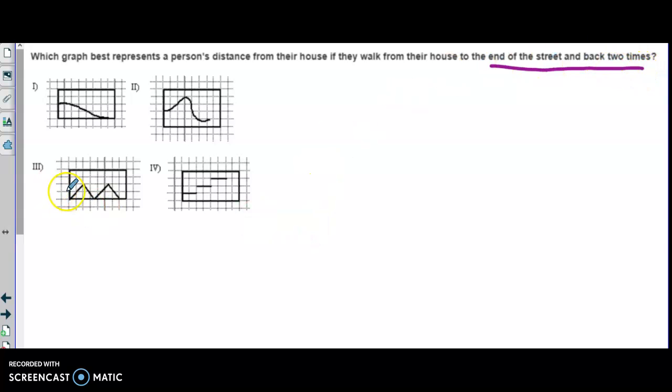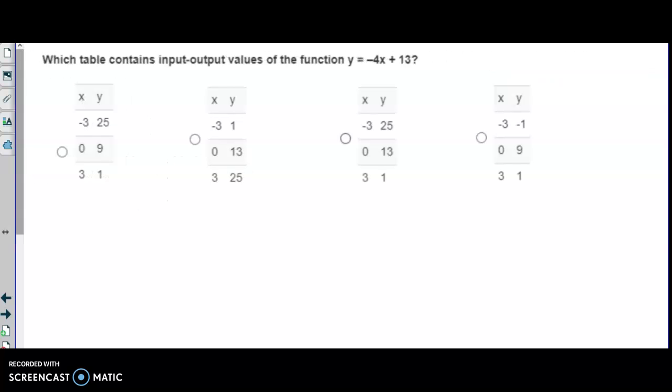You're going to start close to the house, you're going to walk away, then you're going to walk back to the house, then you're going to walk away, and you're going to walk back to the house. Nothing else happens 2 times, right? You can kind of just use a little bit of common sense to figure out that one.